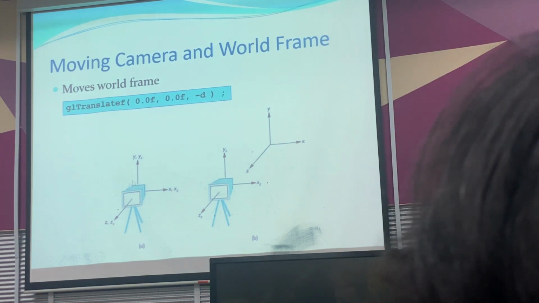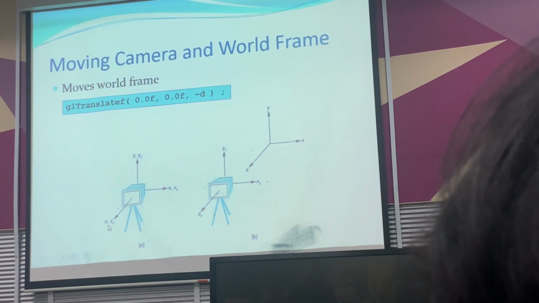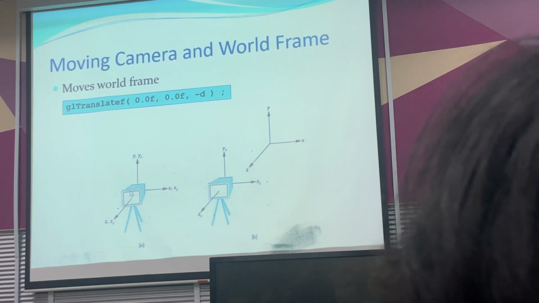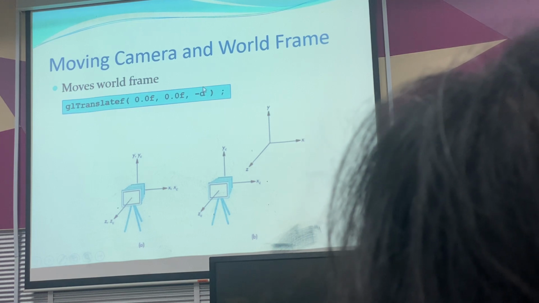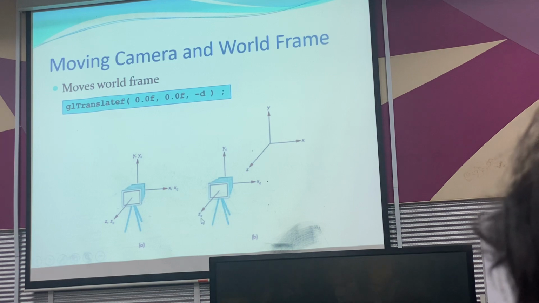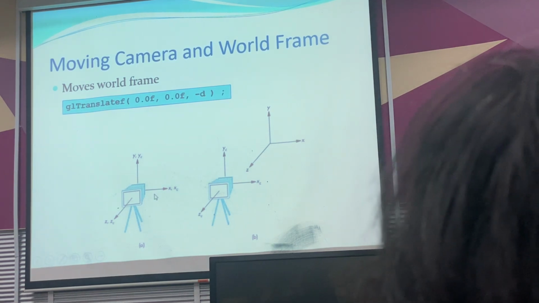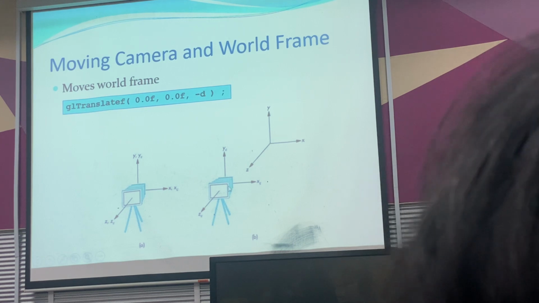Here, this is your camera and the origin. This is your X, Y, and Z axis. The camera now is at the origin. When you translate, moving in the negative Z by D along the Z axis, now your camera is here. This is your camera coordinate, X, Y, Z. You see the C there? It's your camera coordinate. Previously it is similar to your world frame X, Y, Z. Now your world frame is here. After you translate your camera here, your camera coordinate will be here. The origin will be different from your world frame.